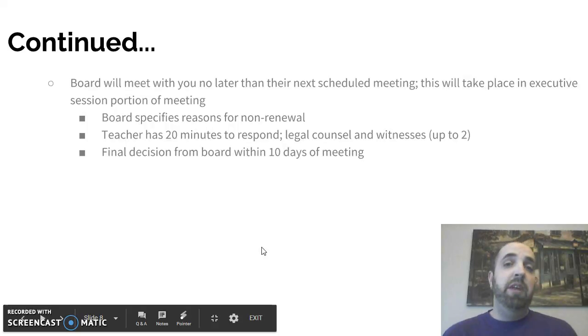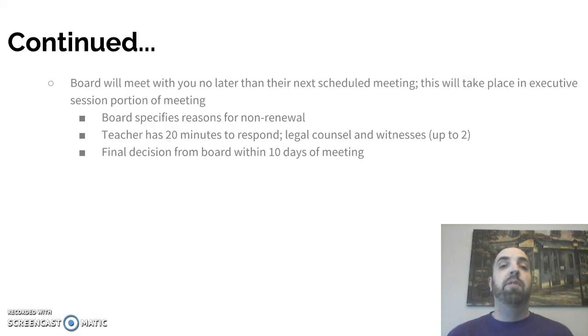The board's going to schedule the meeting with you for no later than their next scheduled meeting. This will take place in executive session at the next board meeting. So they're going to meet separately from the rest of the meeting to discuss your situation. The board's going to talk about the reasons for the non-renewal. They don't have all the reasons.